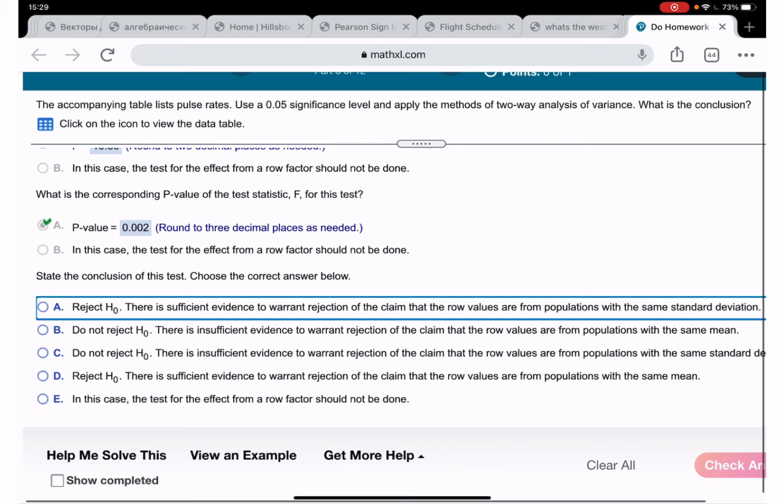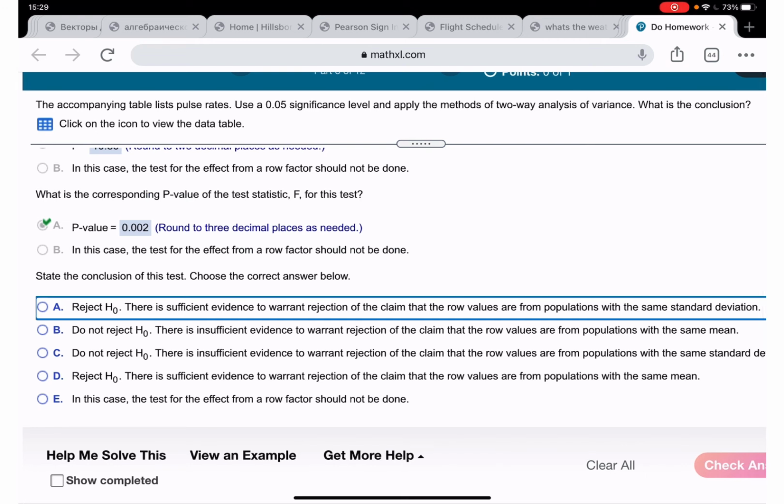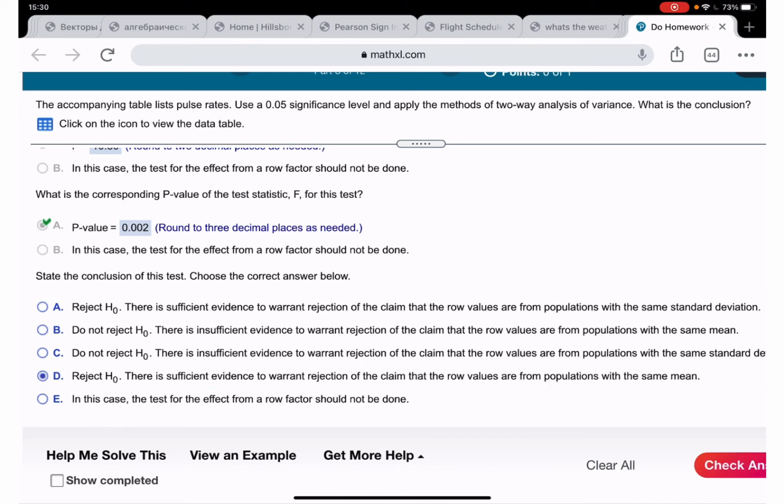Since our p-value is less than alpha, 0.002 and 0.05, then obviously we are going to reject the null hypothesis. Between A and D, pick the one that gives you sufficient evidence to warrant rejection. For the row values, from population with the same mean. A and D, what's the difference? A is talking about population with same standard deviation. D is talking about rejection of the row values from the population with the same mean. So D is our case.